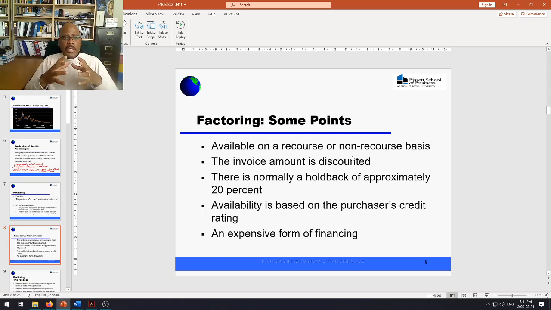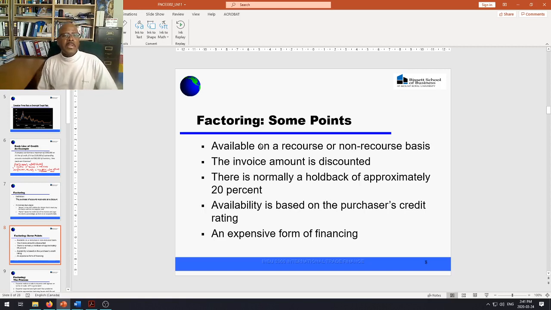On a recourse basis, what happens is that the factoring house will pay the exporter a certain amount of money, and then of course will have the accounts receivables. But if the importer now cannot pay, then the factor can go back to the exporter and say, hey, we want our money back, because we have this factoring agreement on a recourse basis, which means we can collect our money back if the importer doesn't pay.